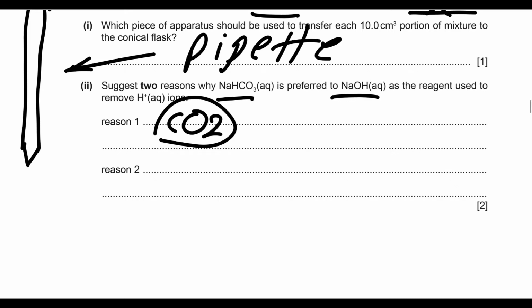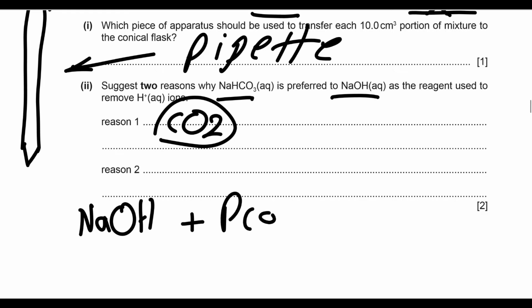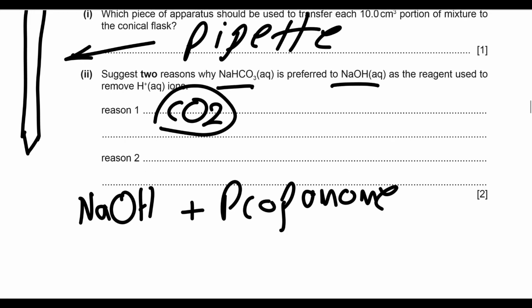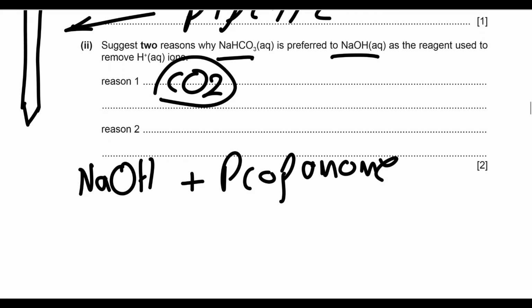The reason two: if you have used sodium hydroxide, it is a very strong alkali and could react with propanone. Sodium hydroxide with propanone, in the presence of iodine, maybe you will have triiodomethane. So this is a disadvantage. That means it will react with the propanone, and we don't need that to be reacted.